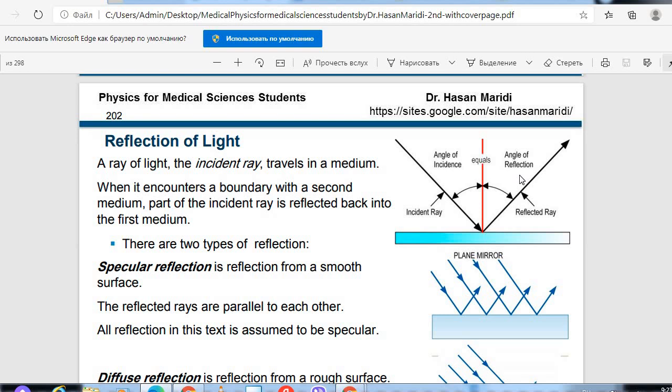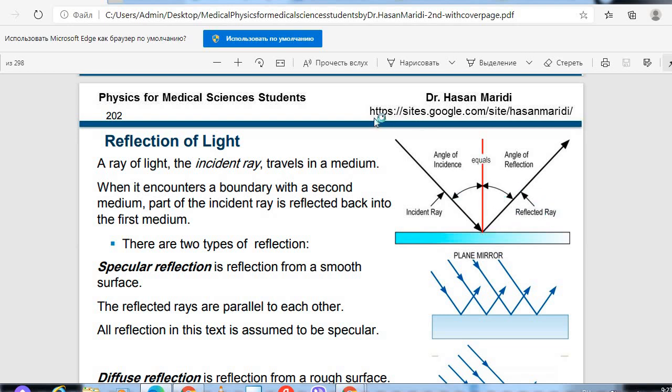There are two types of reflection. We have specular reflection, from a smooth surface, and the reflected rays here are parallel to each other. You have a plane mirror, and all reflection in this text is assumed to be specular. Actually, we are talking about it all the time.